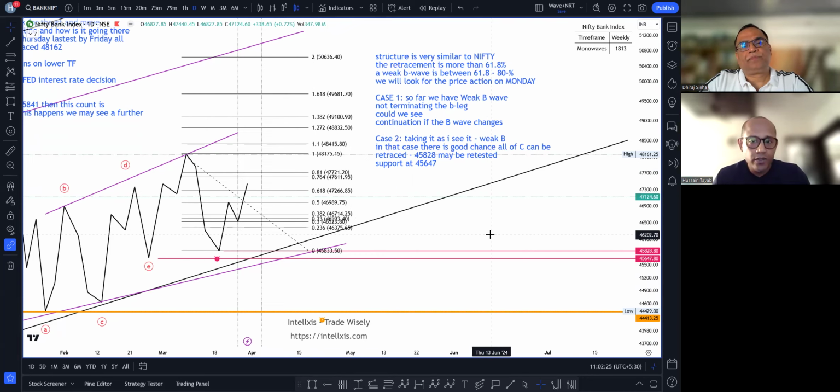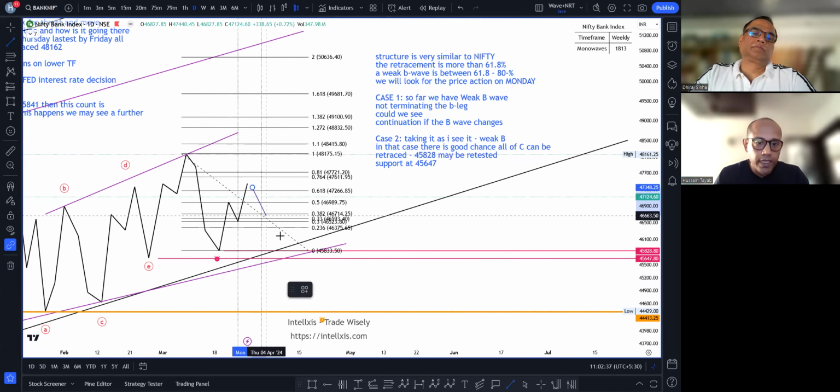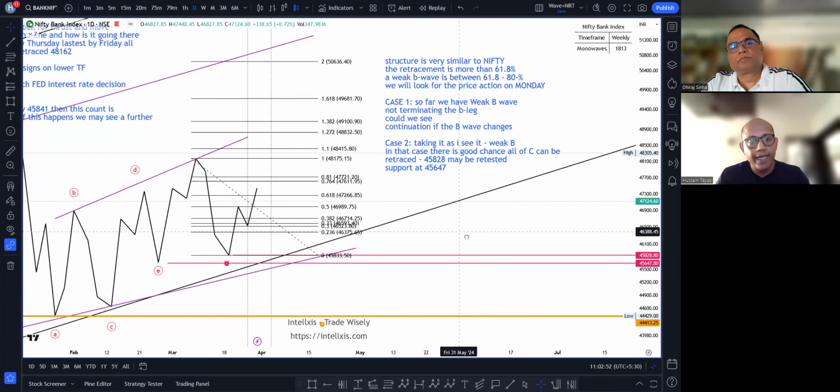My case two is taking it as it is. I have a weak B wave. If that is so, wave C has a very good chance of retracing the entire B leg, which would be something like this. And that means that we will retest the 45,828 low that we had made over here. It has a good support at 45,647. This would be my two cases on the Bank Nifty.